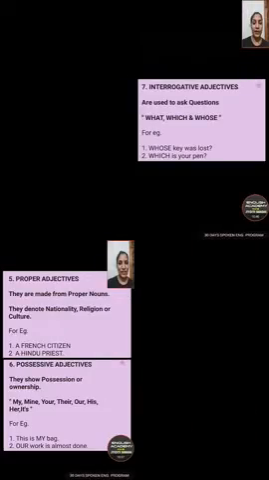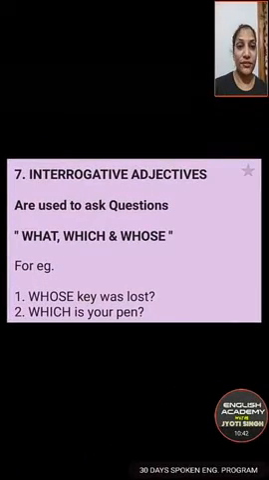Let's move towards the seventh adjective. Interrogative adjectives. Interrogative adjectives are always used to ask questions, and the commonly used interrogative adjectives are what, which, whose. For example, whose key was lost?